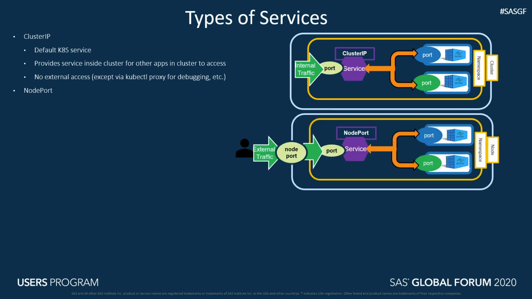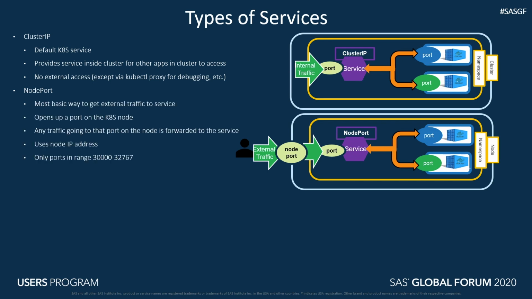There is a node port. We just talked about that one, the idea of having a port open on the Kubernetes node itself that we can get in and talk to. Then traffic is sent to the actual service port and then to the ports on the pods. This will use the node IP address to connect to. And then the node port itself will be in the range 30,000 to 32,767.